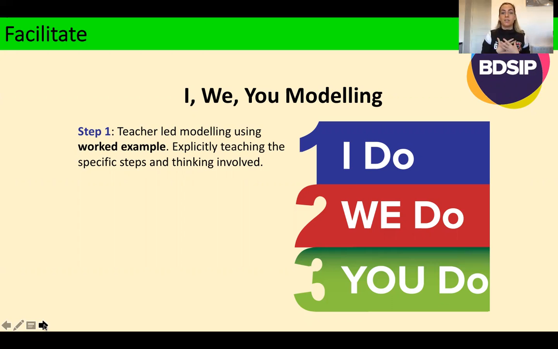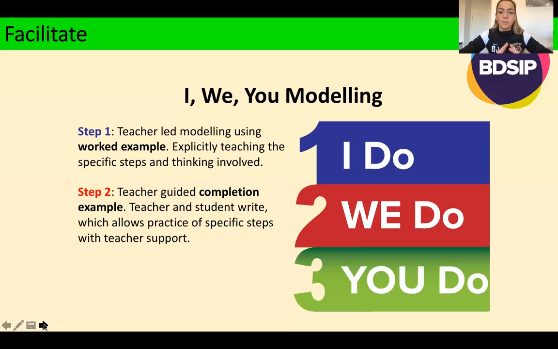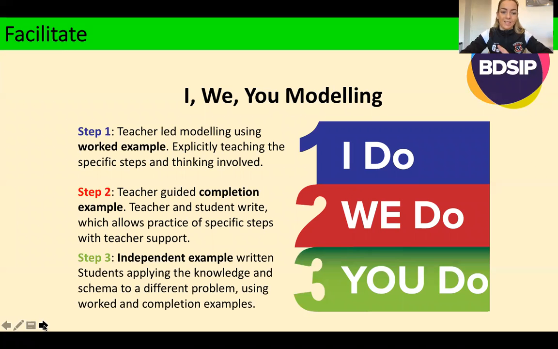It would then be us as the teachers teaching the stylistic features within a short motif. Step 2 is again teacher guided, and that's a completion example. So the teacher and student write, which allows practice of specific steps with teacher support. So in our context, that would be where students are actually choreographing. So they're not writing, they are choreographing their own work within this style. So using the stylistic features and the bank of movement that you have taught them, they are then able to create for themselves in that style.